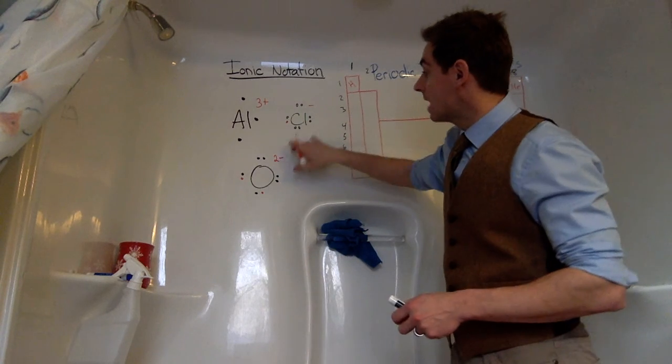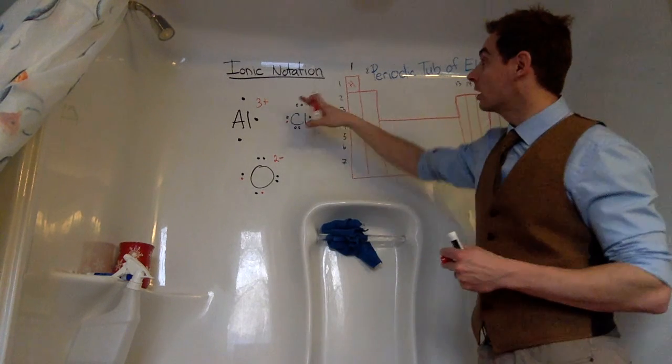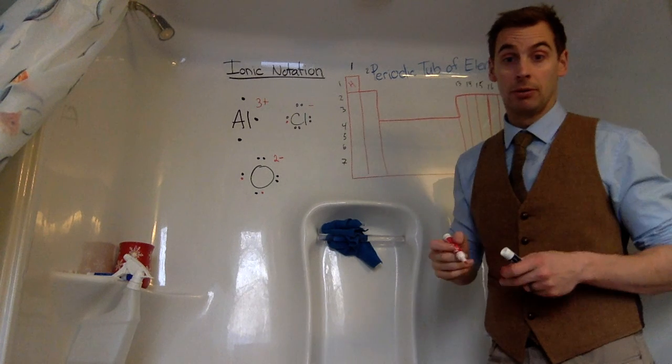So these are just a quick example on how we can write ionic notation from the elements in the periodic table. Hope that helped.